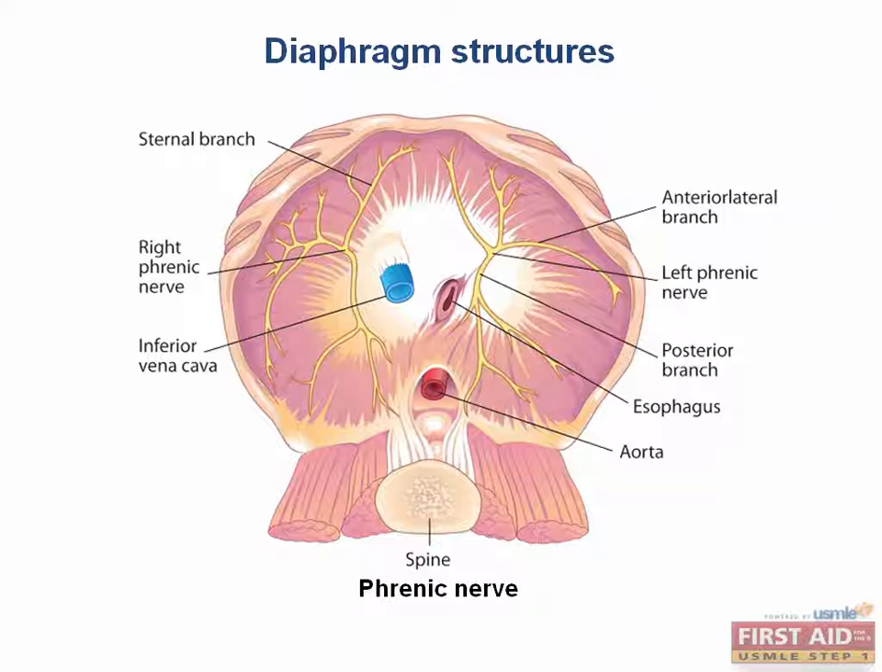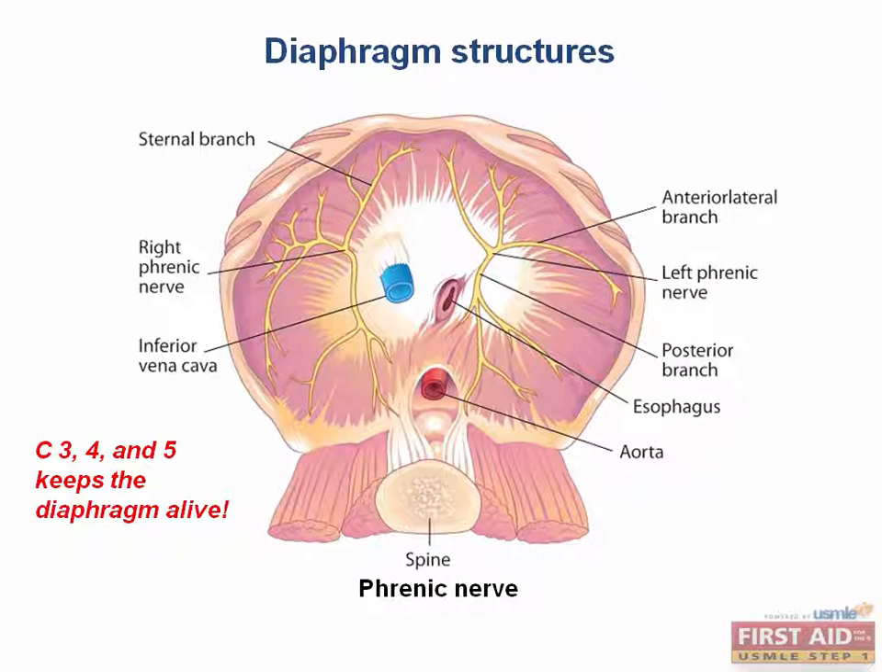The diaphragm is the primary muscle of respiration. This muscle is innervated by the phrenic nerve, which comes off of C3, C4, and C5. Remember, C3, 4, 5 keeps the diaphragm alive. If the diaphragm is irritated, where will the patients report pain? Correct, in the shoulder and trapezius ridge.